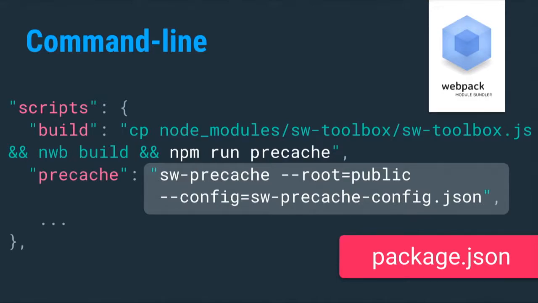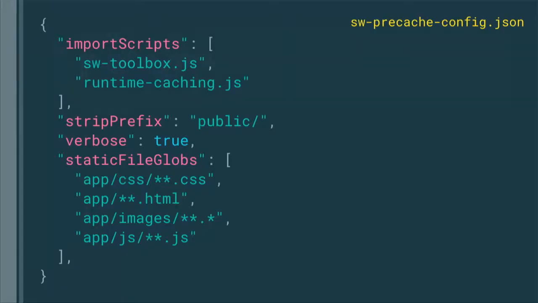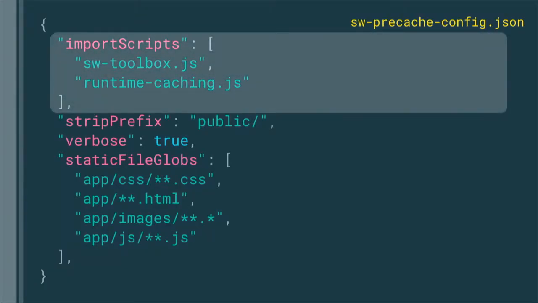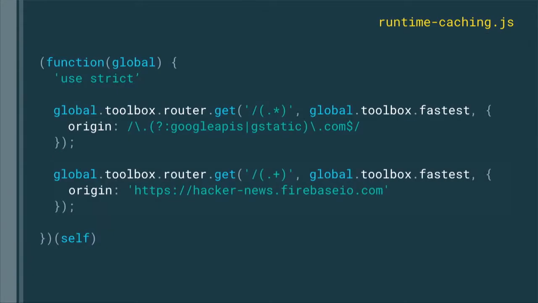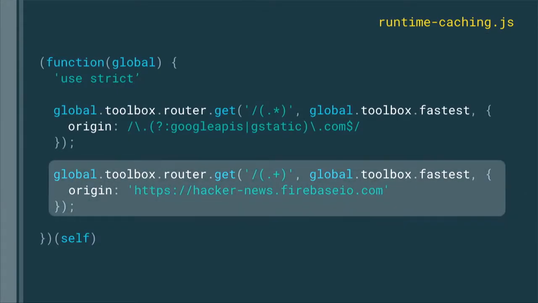So here I've just got some NPM scripts set up for this project. I've got SW Precache set up as just another step that I run after my build is completed. And I'm configuring it using a precache config file in my package.json. So this is what the config file looks like. It's basically importing in toolbox, it's importing in some rules for runtime caching, and I'm able to configure things like what other files I might like to have cached inside there.